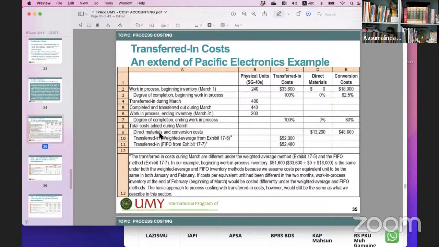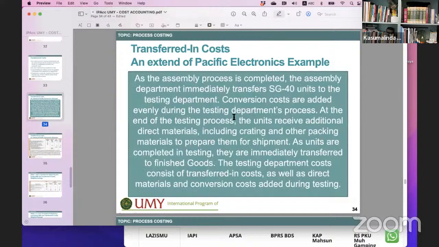Okay, I will show you only the weighted average method. That's easier, and I think you need to study on the FIFO method. Okay, so if you can see here, this is the information given to you in the second department. The second department here is the department here. This one.